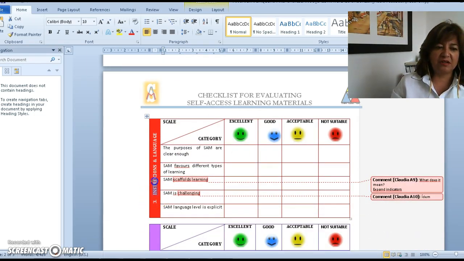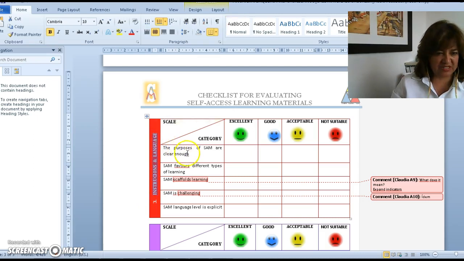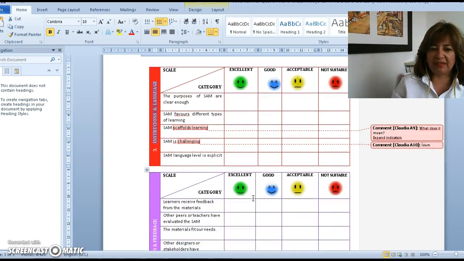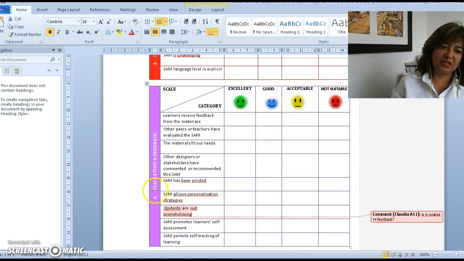These people are talking here about instructions and language. Careful with that. Instructions have to be very clear, and English has to be perfect and adequate, or proper for the level. They are talking about an important aspect, evaluation and feedback, which I consider is mandatory because these are self-access learning materials, in which students can receive feedback on the work they are doing.